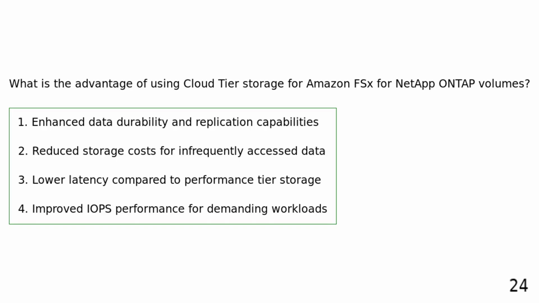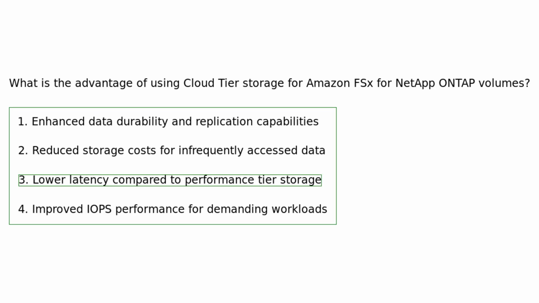What is the advantage of using cloud tier storage for Amazon FSx for NetApp ONTAP volumes? Enhanced data durability and replication capabilities. Reduced storage costs for infrequently accessed data. Lower latency compared to performance tier storage. Improved IOPS performance for demanding workloads. Cloud tier storage provides a cost-effective option for storing infrequently accessed data in Amazon FSx for NetApp ONTAP volumes, optimizing storage costs without impacting performance for frequently used data.